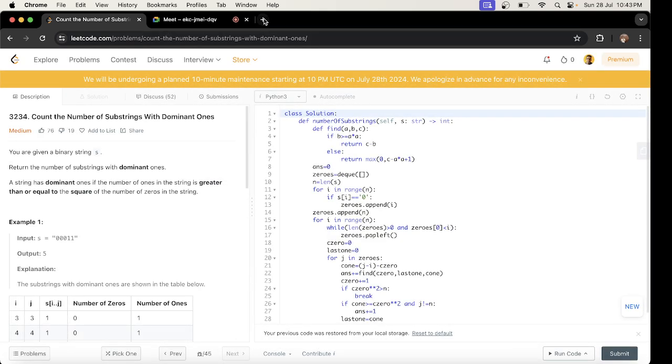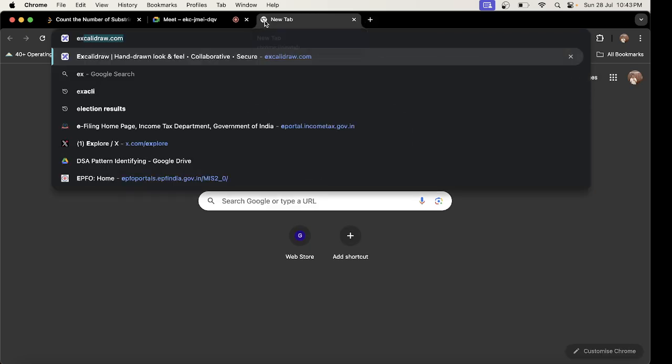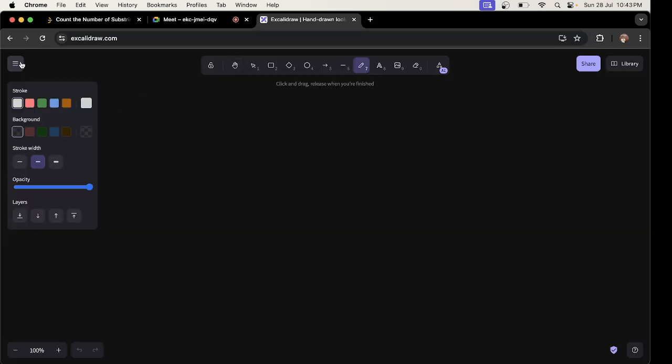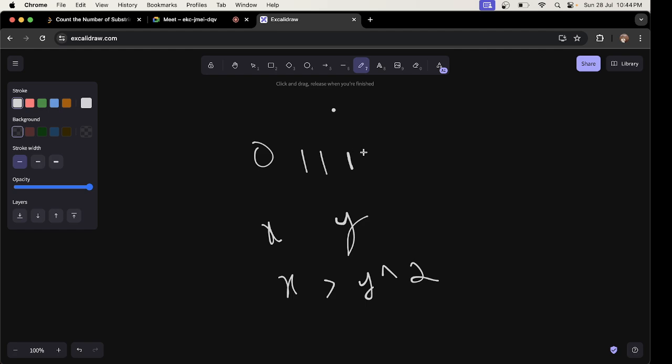The third problem says that given a string, you have to find the number of dominant substrings. A dominant substring is a very simple term. Let's say in the substring you have x ones and y zeros. They are saying that if x is greater than square of y, then it's a dominant string.